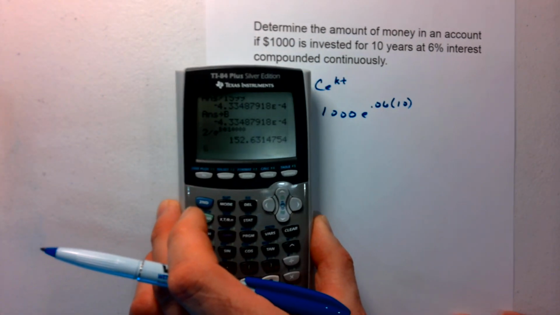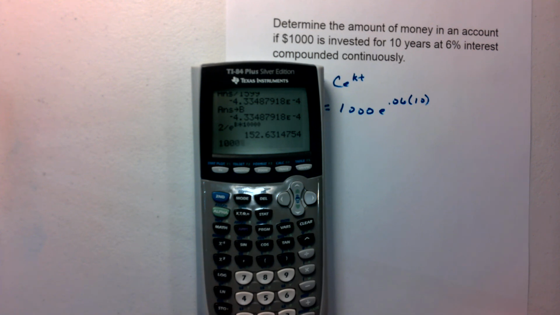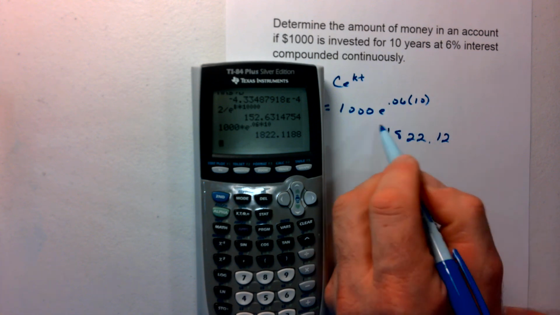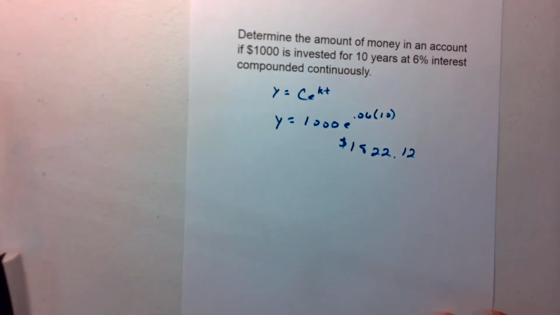So again, we throw it into a calculator. We're going to end up with 1,000 times e to the 0.06 times 10. And that's going to give us $1,822.12 in our account. So that gives you an idea of where we're going to see half-life and some of our problems with half-life, and with our exponential growth and decay, some of our population growth, and our money.